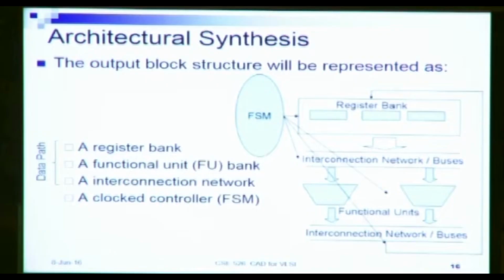I'll take an example and explain. These registers will be activated at the appropriate instance of time, so that the correct data flows through the interconnection units to the functional unit, and the correct output is produced, and then it will again proceed through the buses to the register bank. So the register bank, the functional unit bank, and the interconnection network will form the data path, and it will also have the controller FSM that will control which registers and functional units are to be activated when.